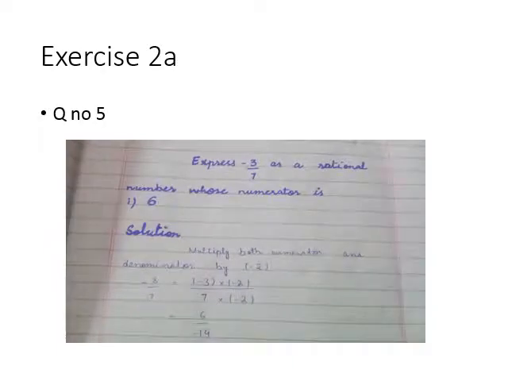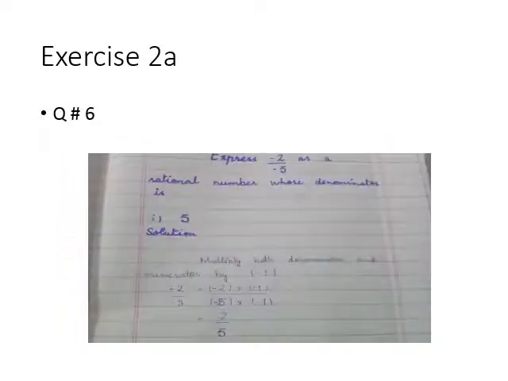Express minus 3 by 7 as a rational number whose numerator is 6. The numerator is the value which is written above in any fraction. Here we will solve it by multiplying both numerator and denominator by minus 2. When we multiply by minus 2 on denominator and numerator, we will get 6 in the numerator. Next question is question number 6.